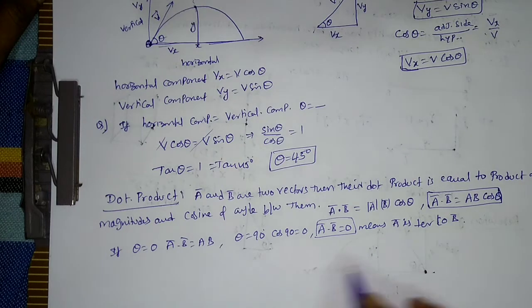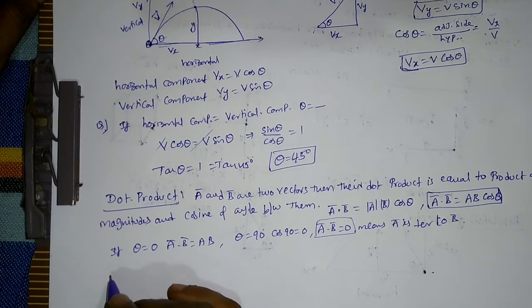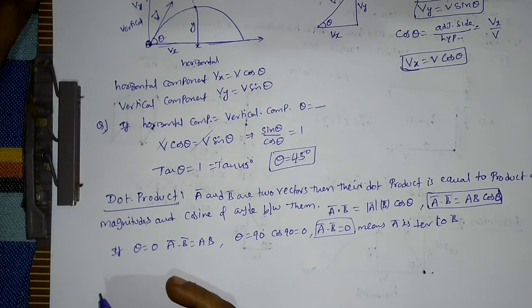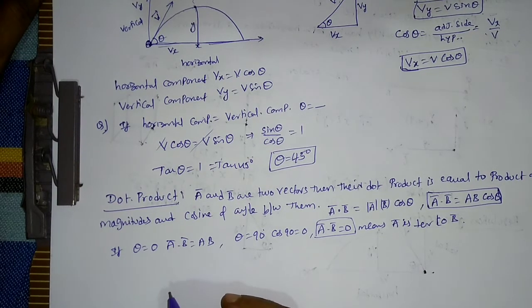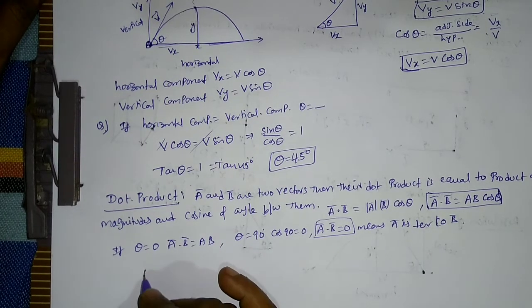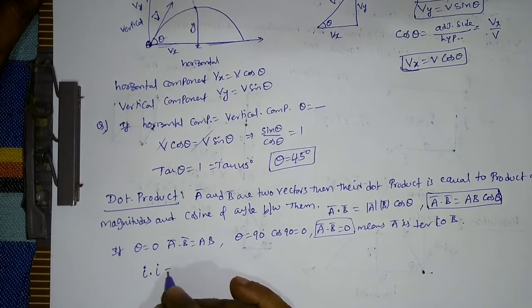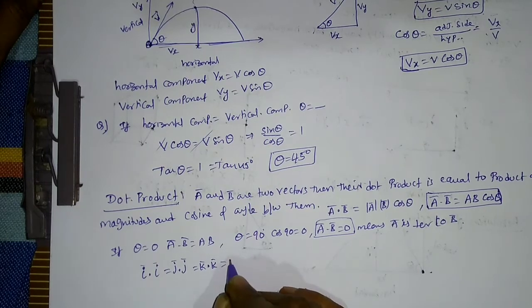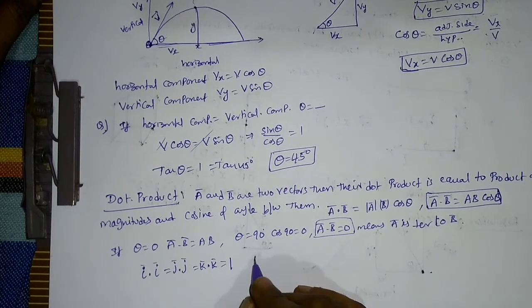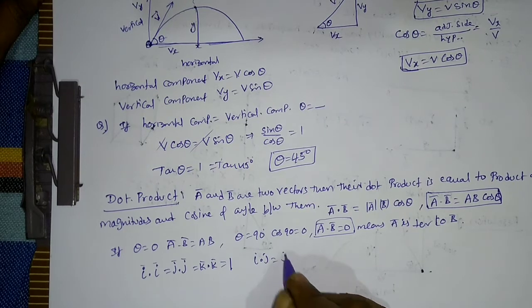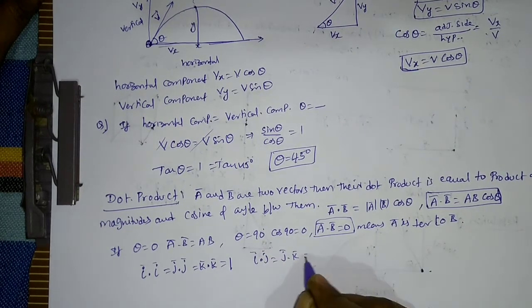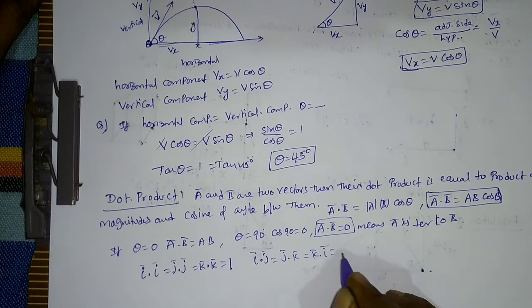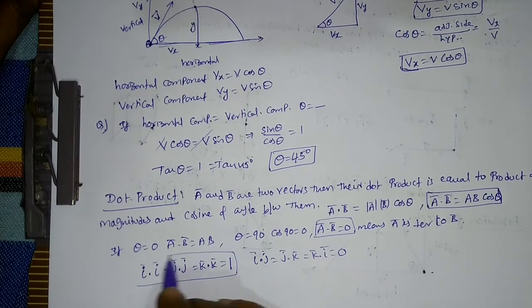Some more about this: if I bar, J bar and K bar are the unit vectors in the directions of the X, Y and Z axes, then we can say that I bar dot I bar is equal to J bar dot J bar is equal to K bar dot K bar is equal to 1. This is very important. Remaining, I bar dot J bar is equal to J bar dot K bar is equal to K bar dot I bar is equal to 0. This is a very important thing.